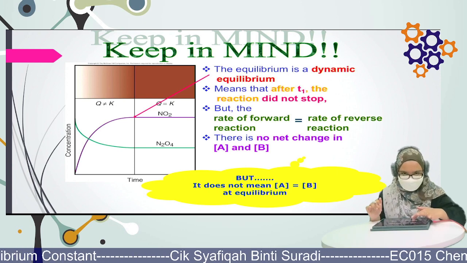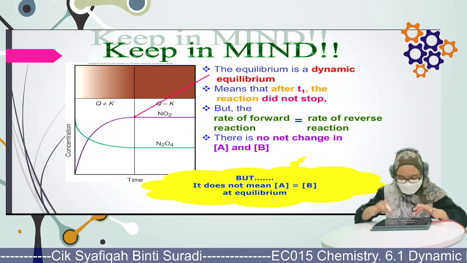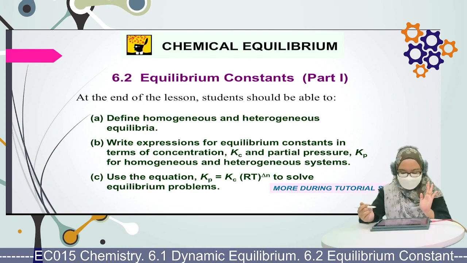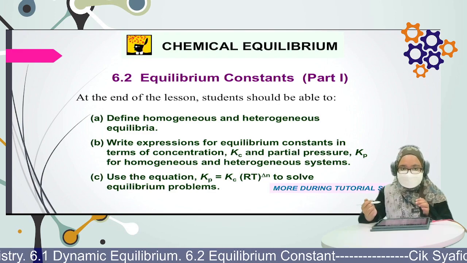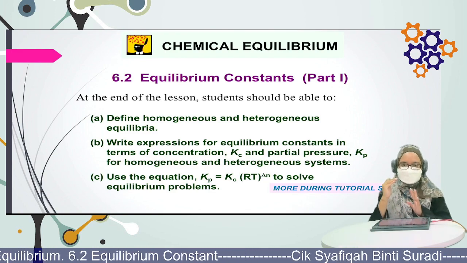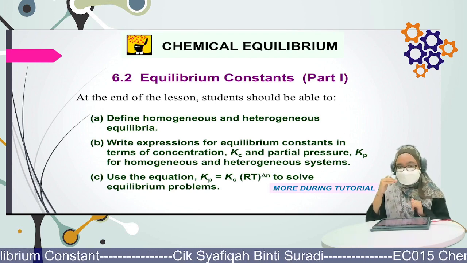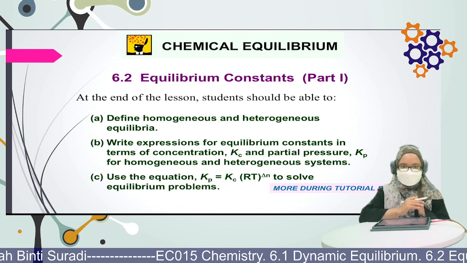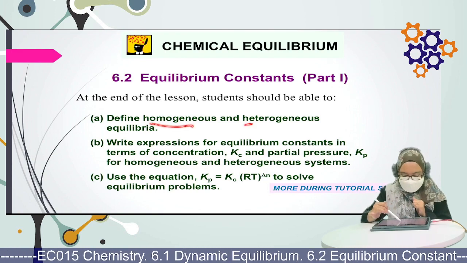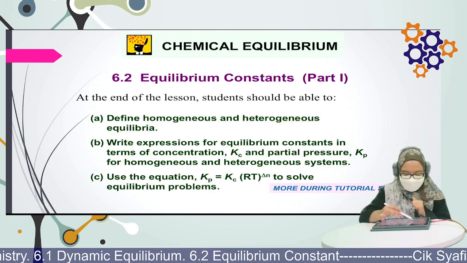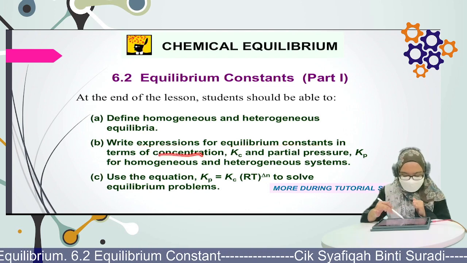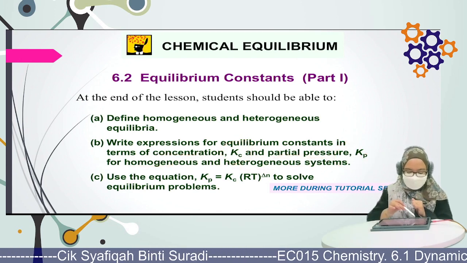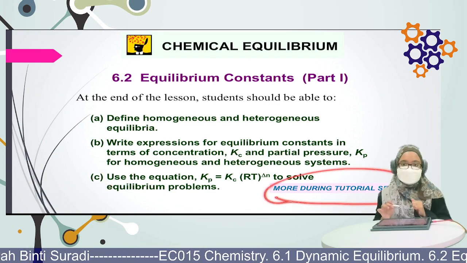Okay, now we want to look at 6.2. We have finished 6.1, so we go on to 6.2, where we learn about the equilibrium constant. In 6.2 there are actually many more sub learning outcomes, but what I will focus on today is only A and B. So for 6.2 today we will look at the difference between homogeneous and heterogeneous equilibria, and then we will write the expression for the equilibrium constant in terms of concentration Kc and partial pressure Kp for homogeneous and heterogeneous systems. And then for C you will learn more during the tutorial session.